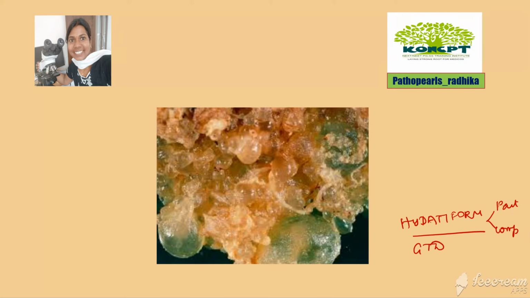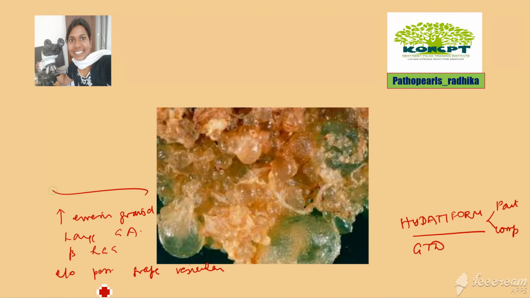So when should you suspect a hydatidiform mole? When a pregnant lady is having hyperemesis gravidarum, when the size of the uterus is large for the expected gestational age, when you have persistently elevated levels of beta HCG, or whenever there is a history of passage of grape-like vesicles. Whenever you have all these things, you have to suspect a hydatidiform mole.